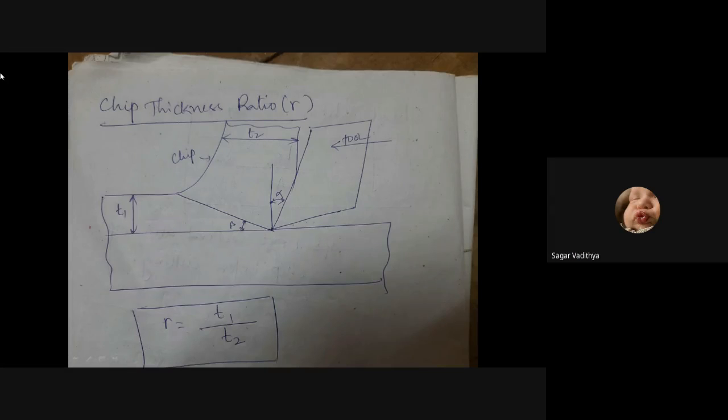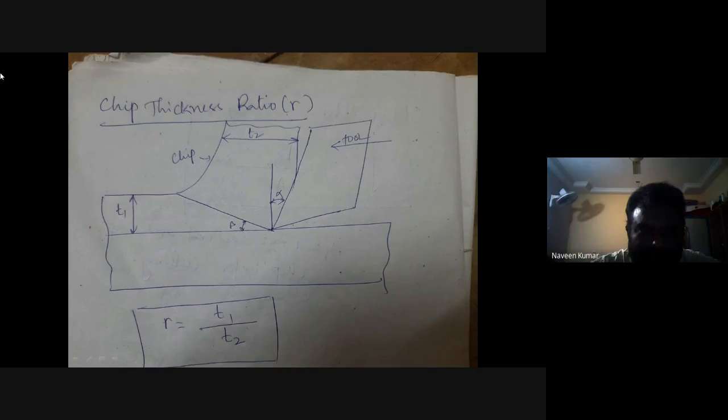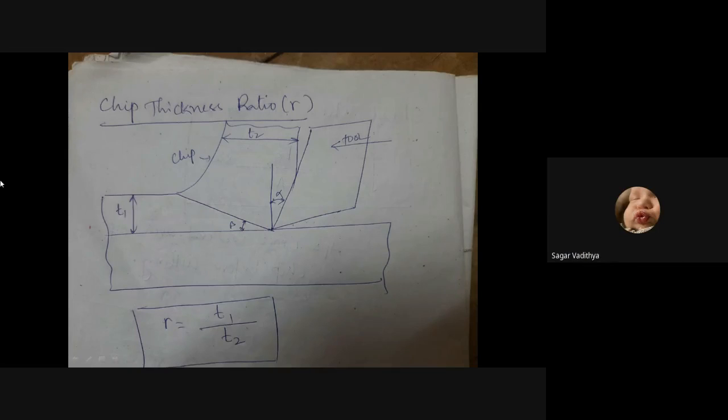Sir, completed. Done. Have you taken the formula? R is equal to T1 by T2. Yes, sir. Right on.